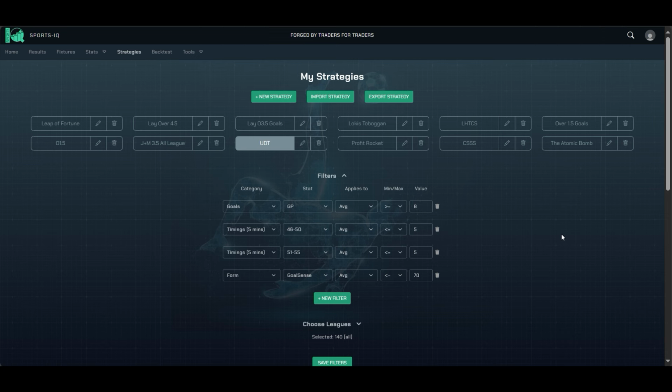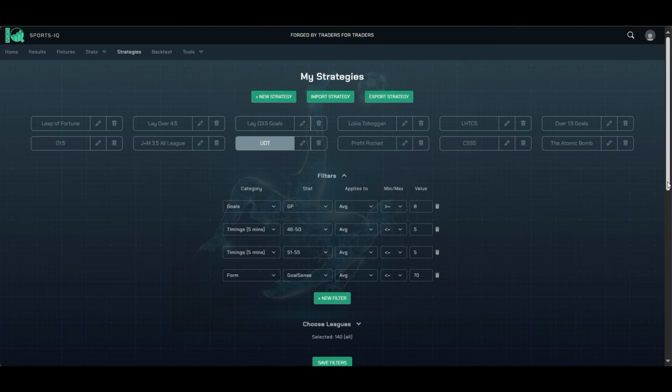First up we have GP, games played, set to over 8. Then we have timings 5 minutes to check between the 46th minute and the 50th minute, and this is set to less than 5%. Then we have another filter for timings 5 minutes to check between the 51st minute and the 55th minute, and this is also set to less than 5%. And finally we have form, goal sense, and the average goal sense in games set to less than 70%.